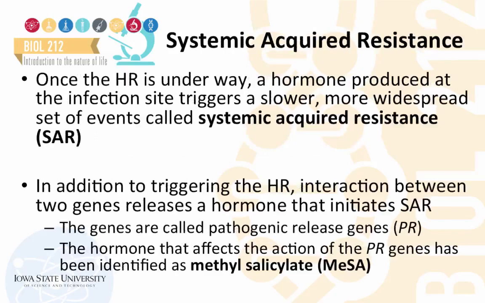Once HR is underway, a hormone produced at the infection site triggers a slower, more widespread set of events called systemic acquired resistance, or SAR. In addition to triggering the HR, interaction between two genes releases a hormone that initiates SAR. These genes are called pathogenic release genes, or PR genes. The hormone that affects the action of the PR genes has been identified as methylsalicylate, or MESA.